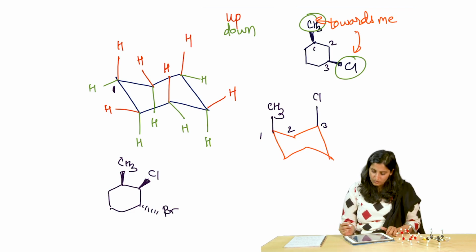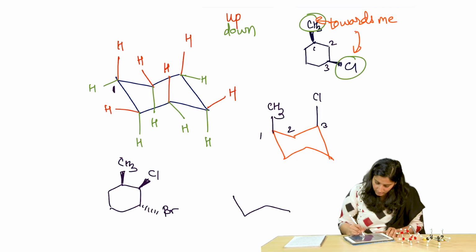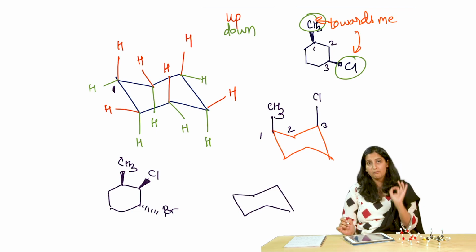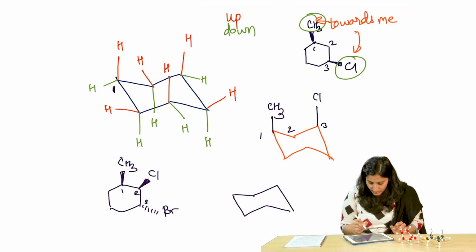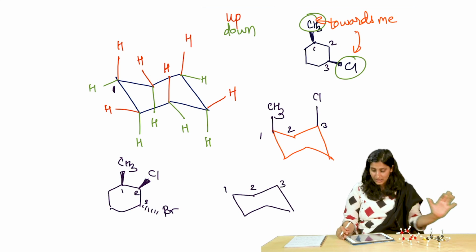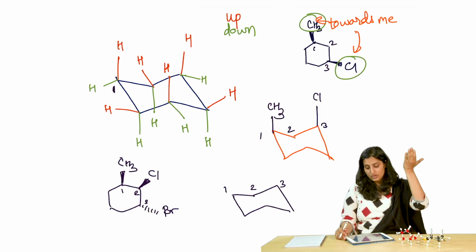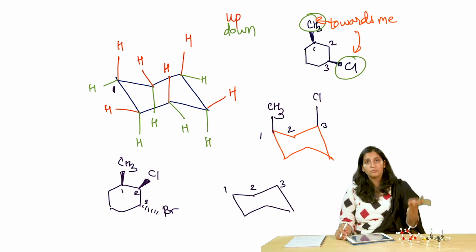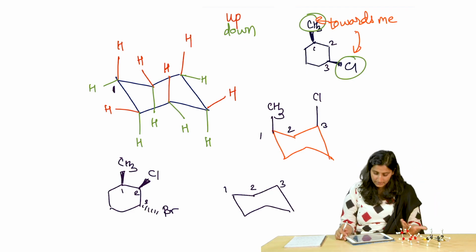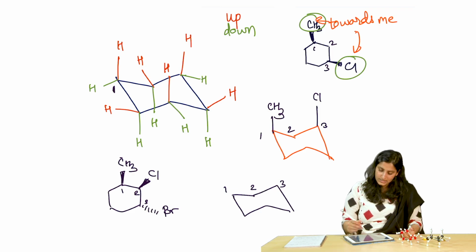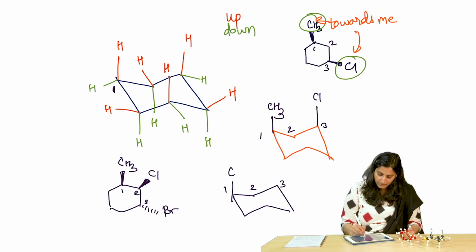Okay. So, now I am going to draw the chair again. Again, first number your carbons, so 1, 2 and 3. You can start from any carbon. Methyl is coming towards you, chlorine is coming towards you, but the bromine is going away from you. So, whenever there is a dash, the atom goes away from you. In this case, methyl goes up.